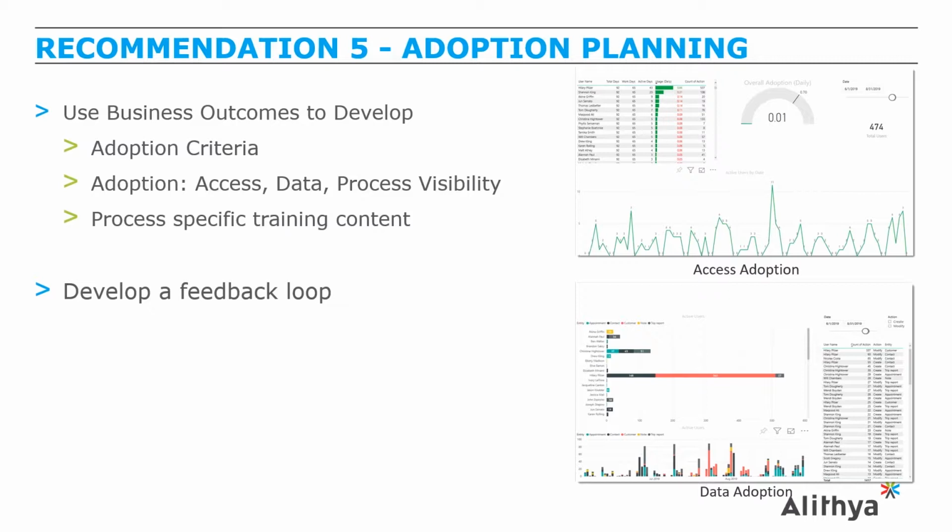And guess where it comes from? It comes from your business outcomes. What are the minimum things that we need to do in order to get the outcomes that we've defined? You know what they are, or you should. And so here's how you want to think about that. Adoption is in three categories.